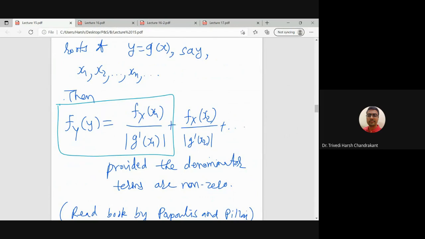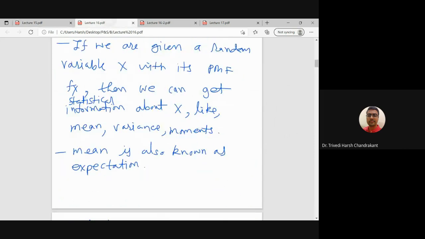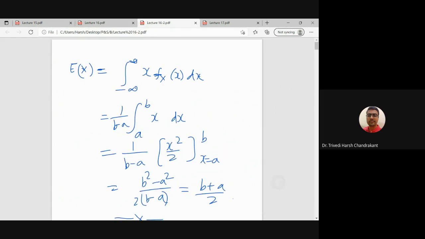That is, we need to find all the roots of g(x) = y, and using the derivative we have found the probability mass function of the new random variable capital Y, which is g of X. So we have discussed the linear case and the quadratic case, and in the last class we studied the expectation formula.